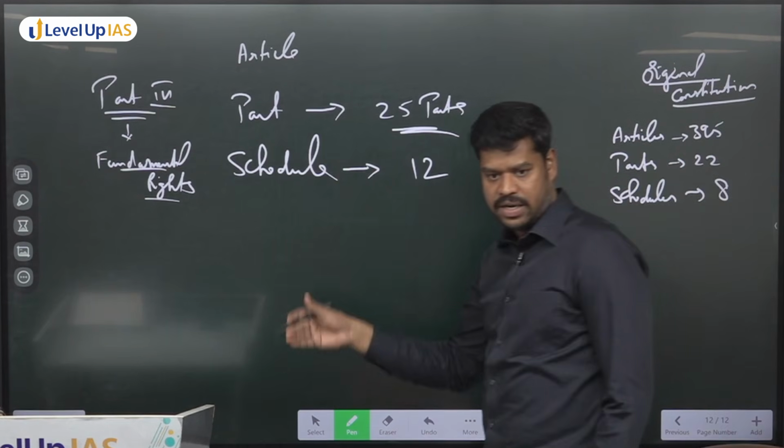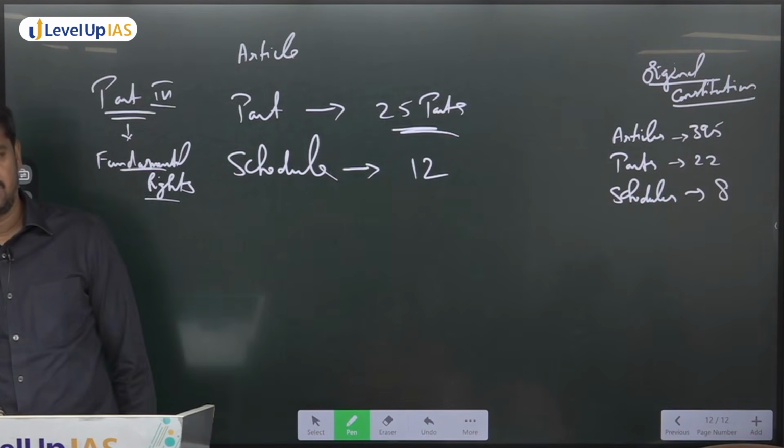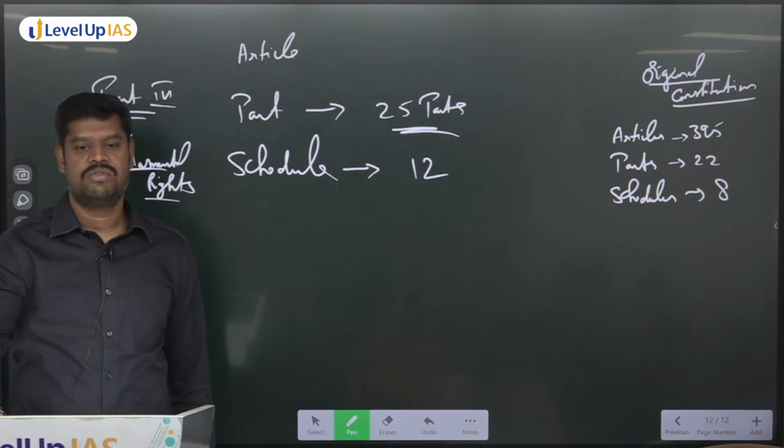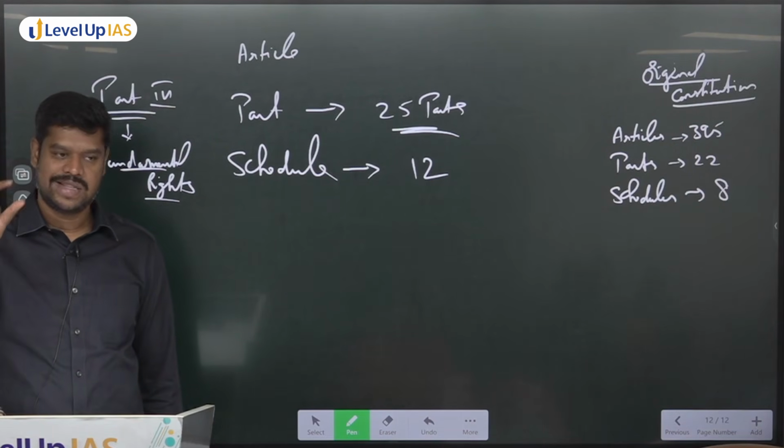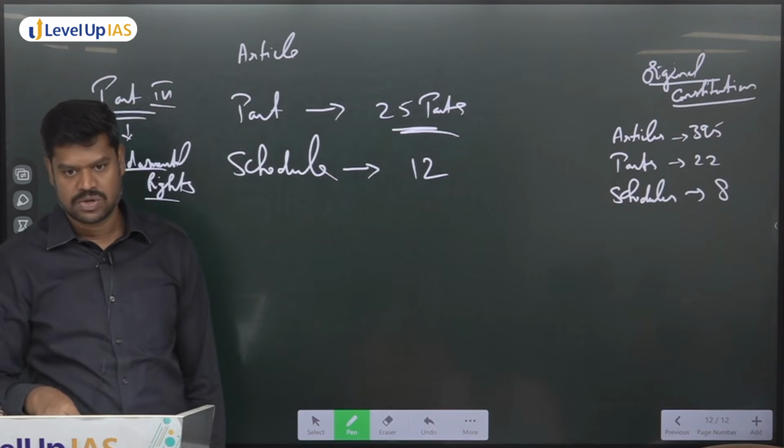Because all the articles in Part 3 of the constitution, are they in one way or the other related to fundamental rights? They are all related to the fundamental rights. So what is a part? A part is nothing but a collection of rules related to a specific matter. That is basically what is called a part.